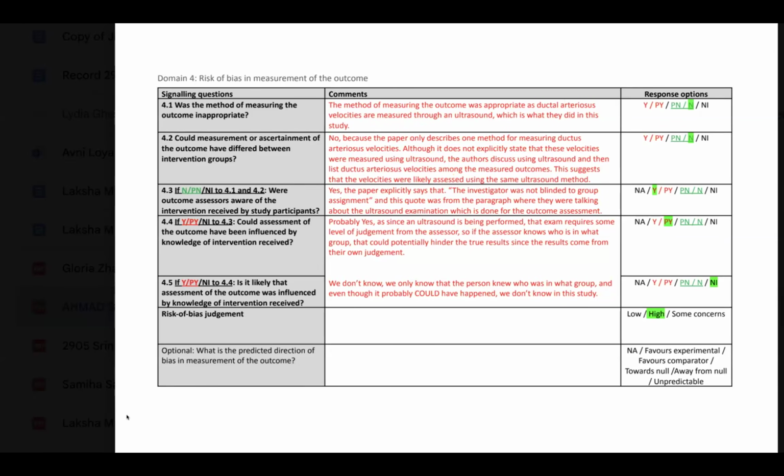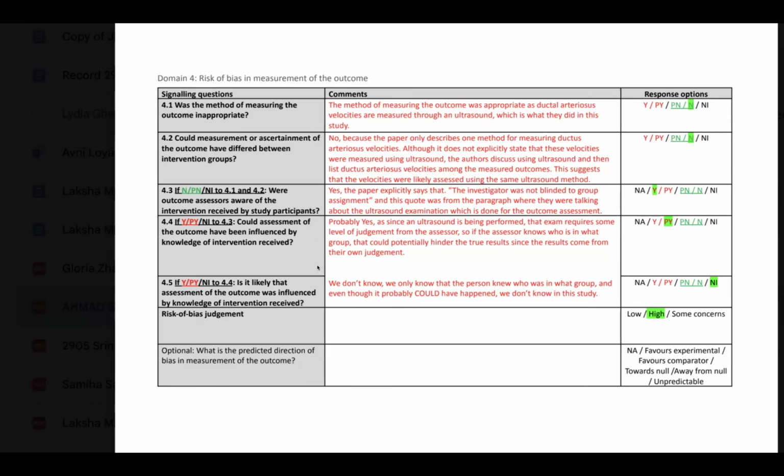That is also what I put for 4.2. Okay. Are we all agreeing with this answer? I don't have any reason to believe that the indomethacin group would have their velocities measured on someone's iPhone, and then the Solinda group had their velocities measured on ultrasound. I would say that it is not different between the intervention groups. I agree. Me too.